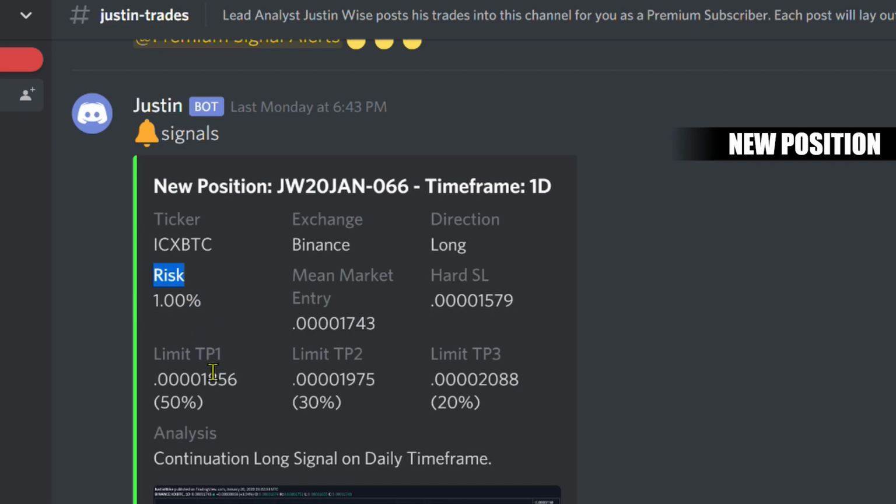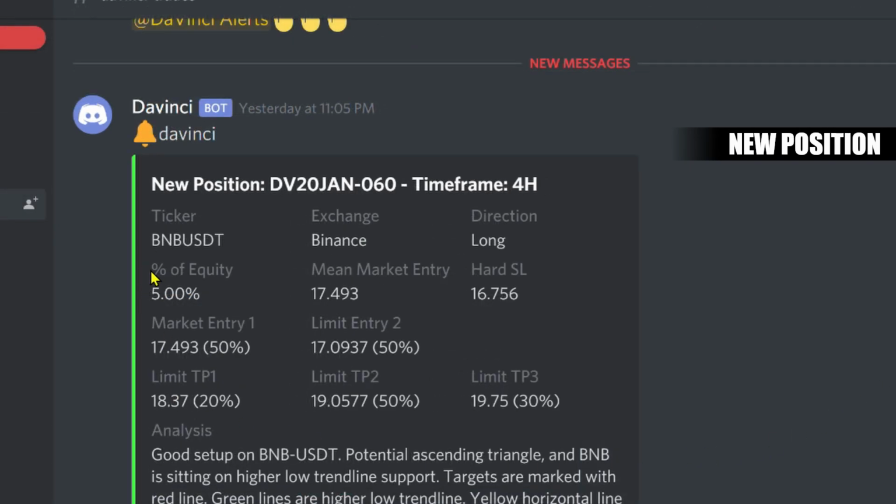Risk. It's to be used with the position size calculations. This represents how much of your account will be lost if the stop loss gets hit. Percentage of equity. If this is displayed, it represents how much of one's total capital is invested in the trade.